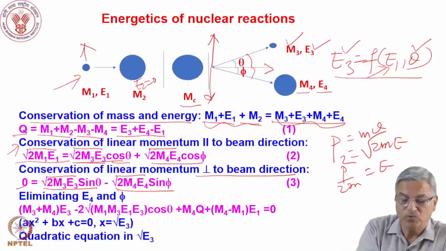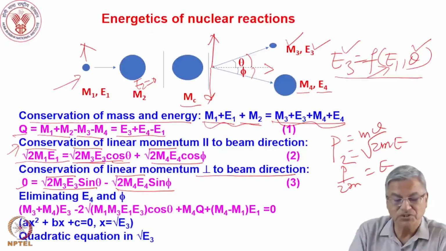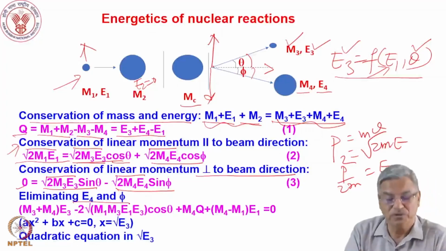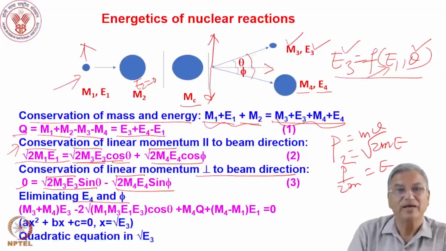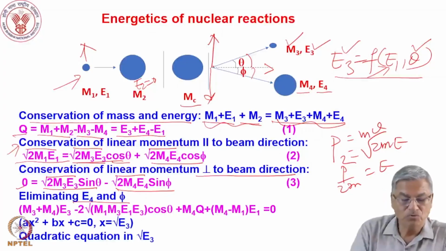So root m4e4 sine phi. Now these are the three equations, and you can eliminate e4 and phi from these equations to get a relationship between e3, m1, m2, m3, m4 and e1 and theta, of course. So how do you eliminate?